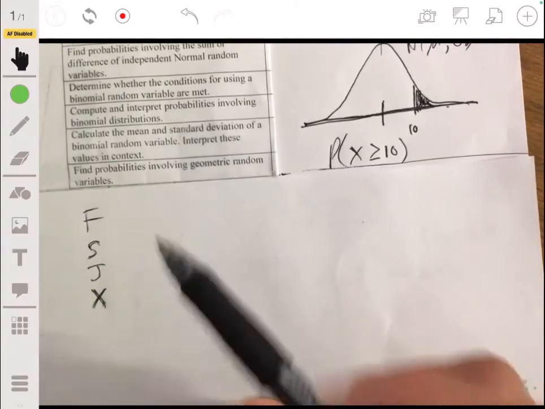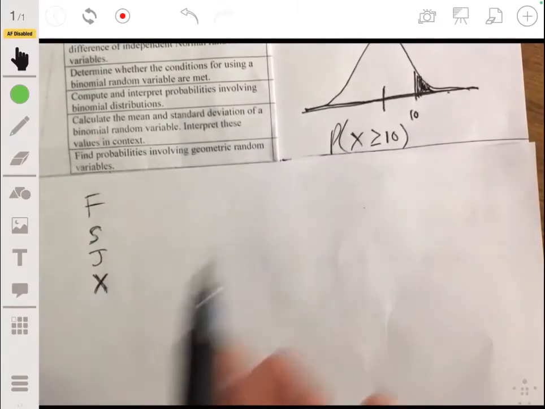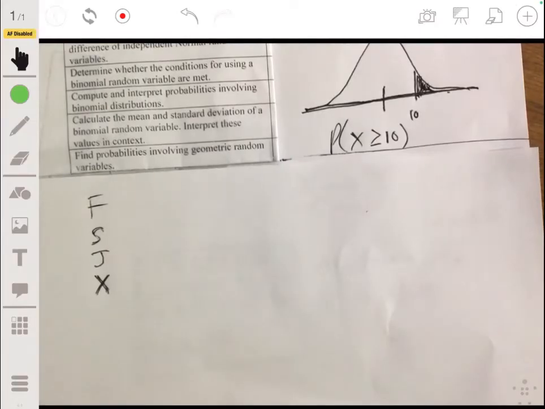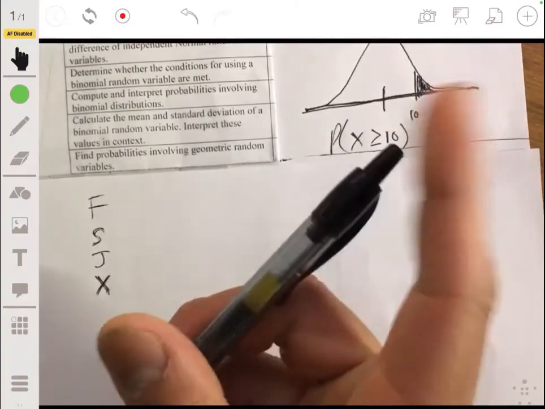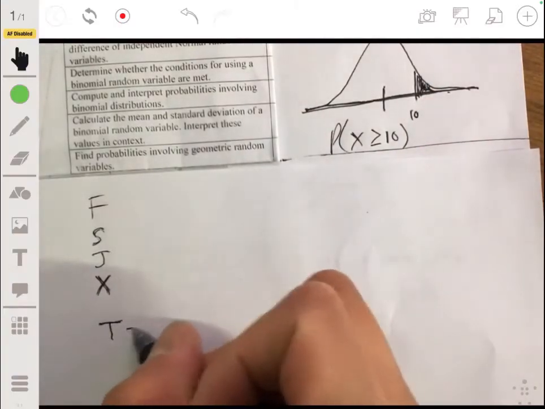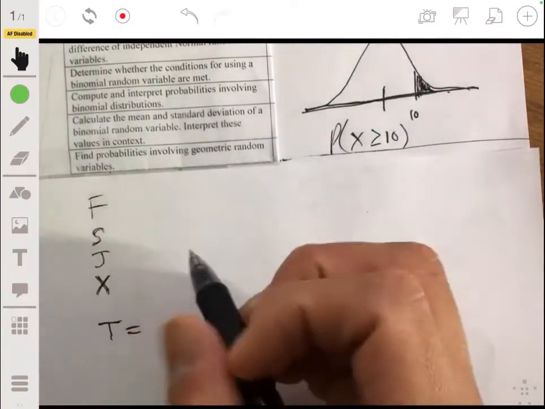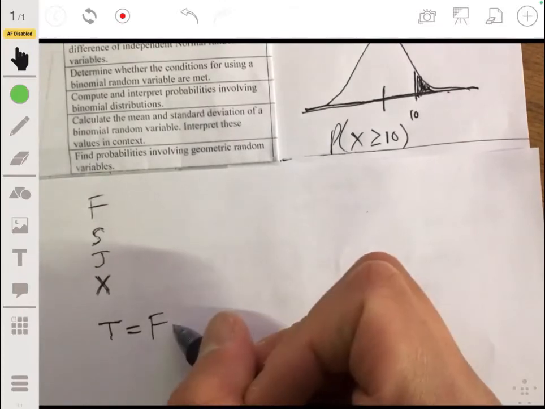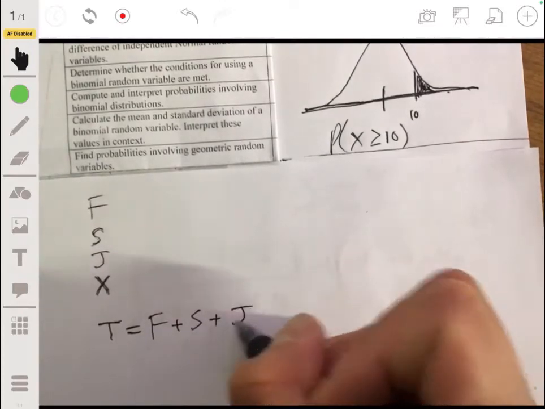But what if we want to figure out the total number of words spoken by all the students on a given day at school? So we're going to make another variable T that's going to be equal to the total sum of the words spoken by all the students, which will be F plus S plus J plus X.